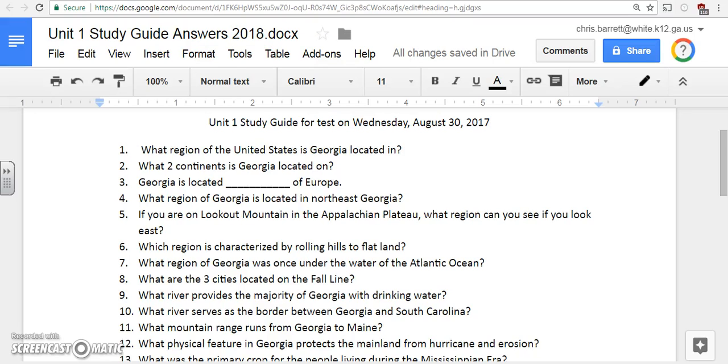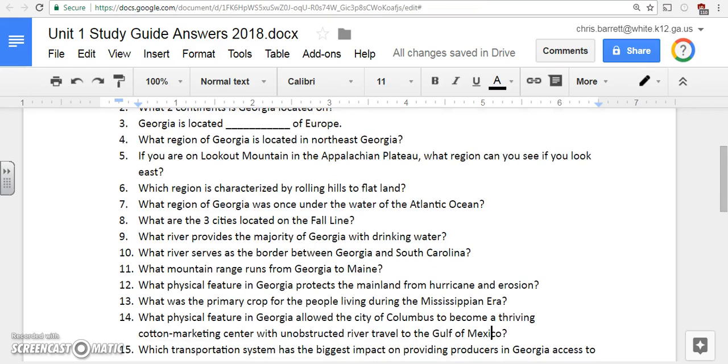Today I'm going to go over your study guide and all of the things that you need to know for your Unit 1 test on Wednesday, August the 30th. As you see here, you will be shared these questions about regions of Georgia, continents, about the fall line, about the Appalachian Mountains.